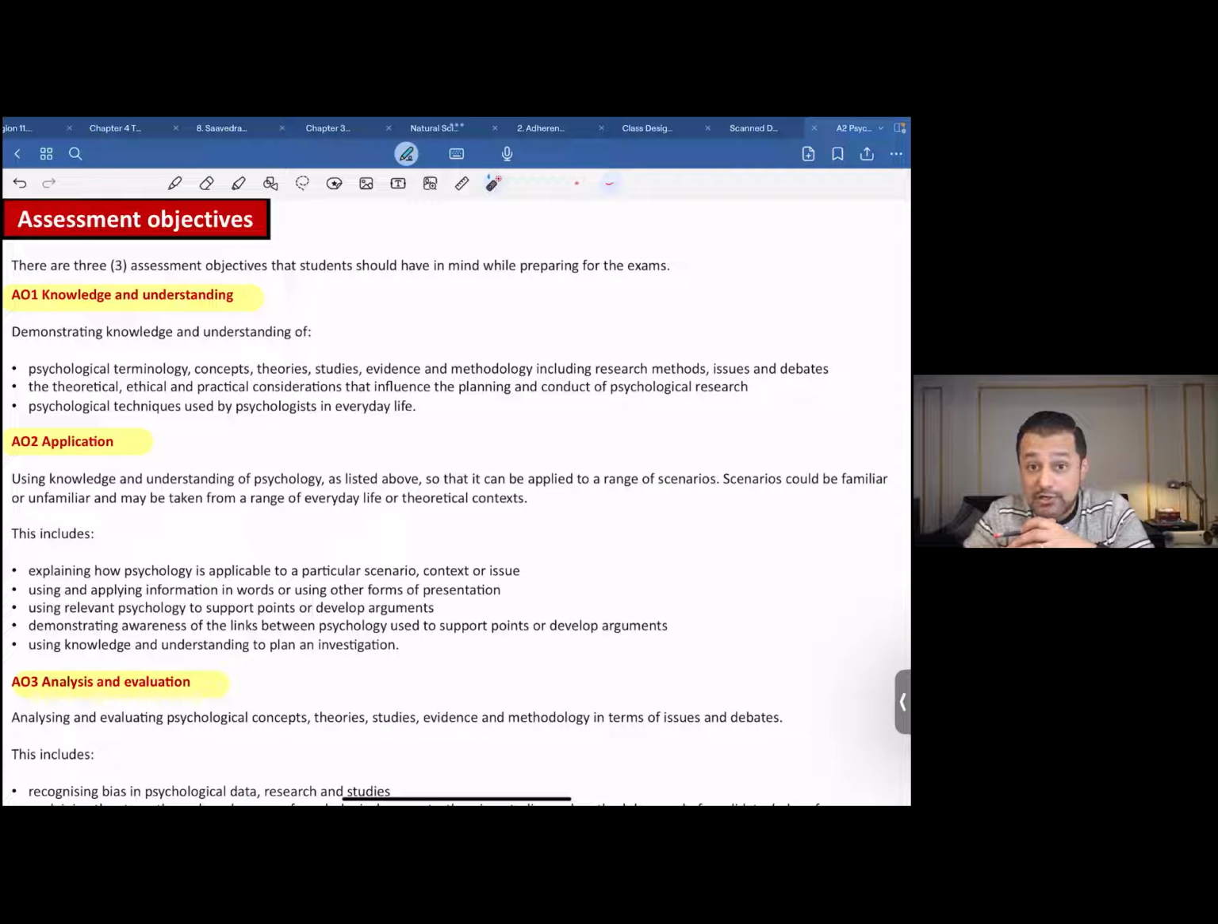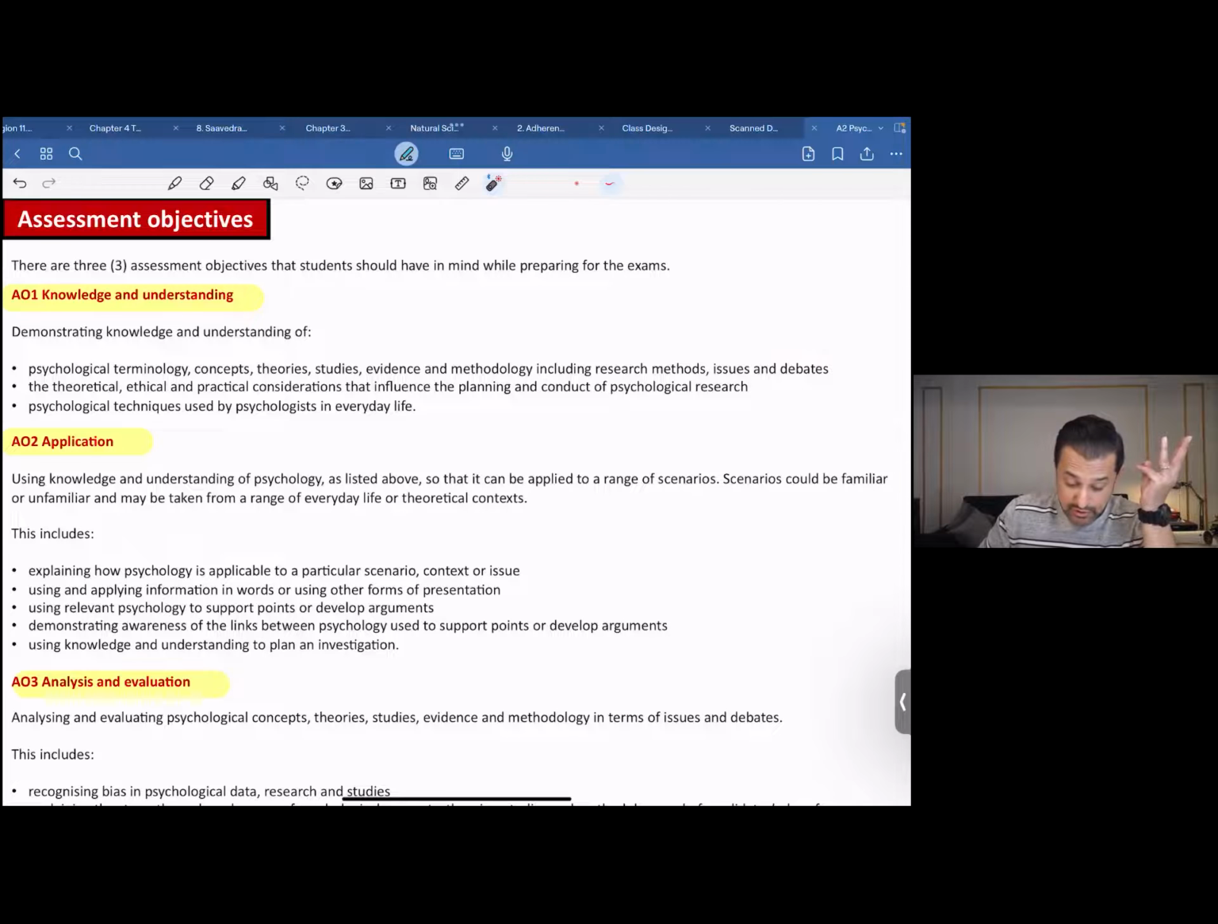So we have three major assessment objectives that are to be taken into account. Number one, we have AO1, followed by AO2, followed by AO3. AO1 over here is knowledge and understanding. You'd be tested on knowledge and understanding. Number two, AO2 is application, how good you are at applying the knowledge and understanding that you've gained. And number three has to do with analysis and evaluation.